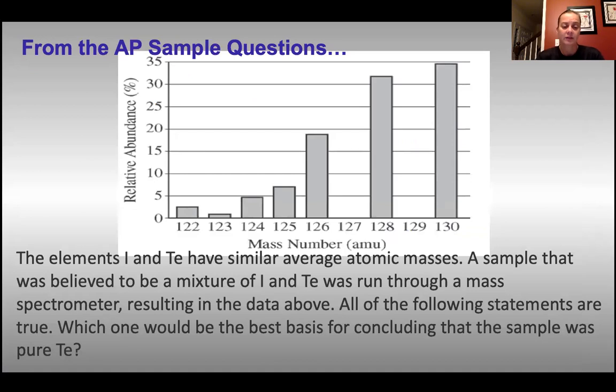So, some sample questions. This one asks us to take our knowledge of the periodic table, which you of course would have available to you. It tells us that these two elements, iodine and tellurium, have similar average atomic masses. So this mixture was believed to be iodine and tellurium, and it was run through a mass spectrometer, resulting in this data. We got several different values for masses. Now, this question stem tells us all of the following statements are true, but which one gives us the best basis for concluding that the sample was pure tellurium?